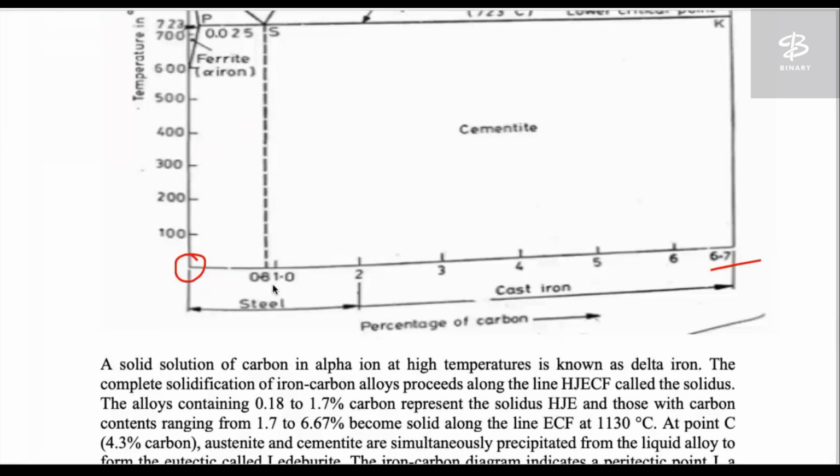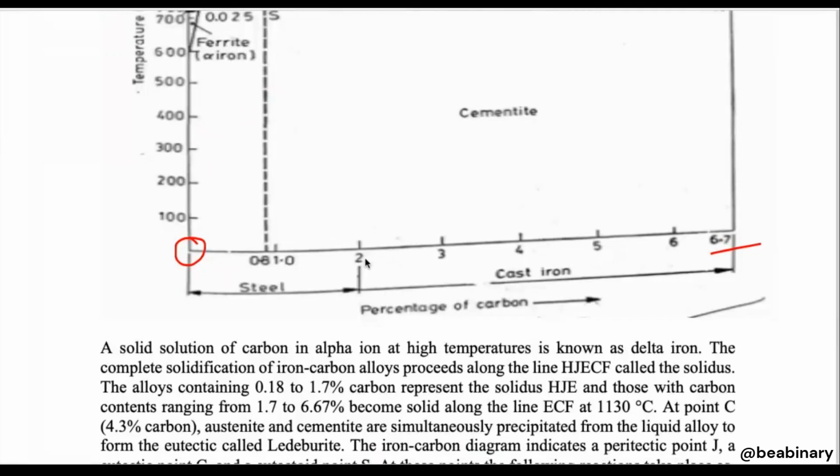So in a carbon iron alloy, you have only 6.7% of carbon that you can mix into the iron. Up to 2%: if you have mixed carbon into the iron up to 2%, then this particular region is known as steel. Steel means up to 2% carbon mixed into iron. That kind of iron alloy is known as steel.